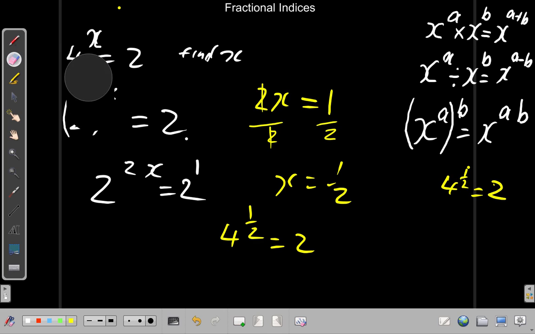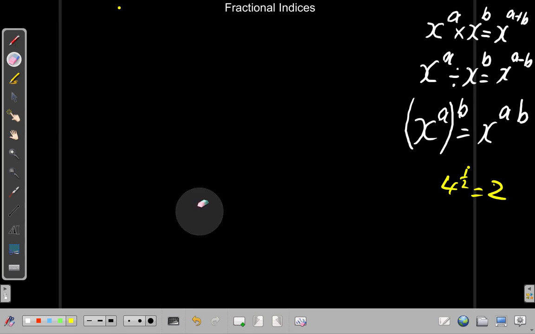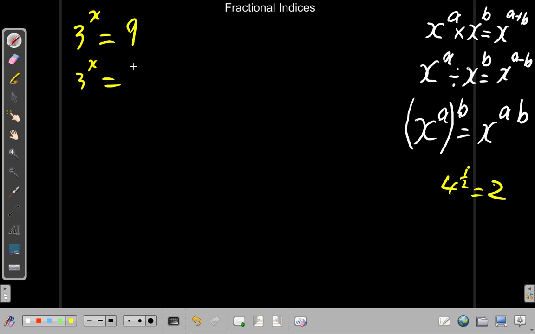Now, let's look at another example. If we have, say, 3 to the x equals 9, then we can rewrite the 9 as 3 to something. It's 3 squared. So x is equal to 2. From our previous argument, x must be equal to 2, because you cannot have 3 to the 3 equal to 3 to the 2, or 3 to the 1 equal to 3 to the 2. Only 3 to the 2 is equal to 3 to the 2. So x equals 2. We solve this equation.